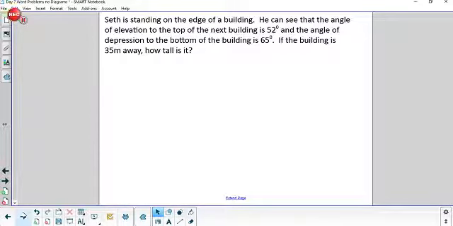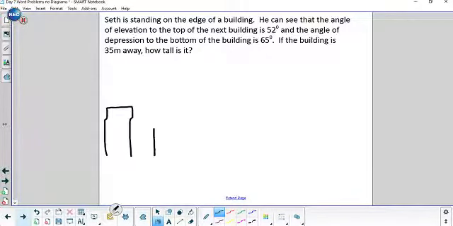So Seth is standing on the edge of a building. He can see that the angle of elevation to the top of the next building is 52 degrees, and the angle of depression to the bottom of the building is 65 degrees. If the building is 35 meters away, how tall is it? So here's what we have. This is actually very similar to a question we did in the previous lesson.